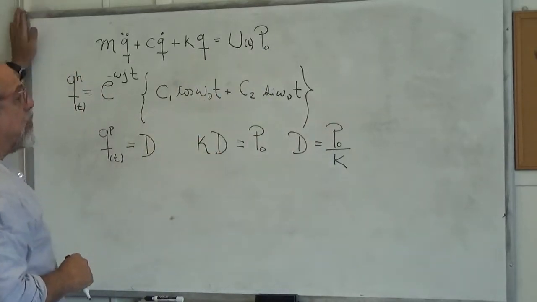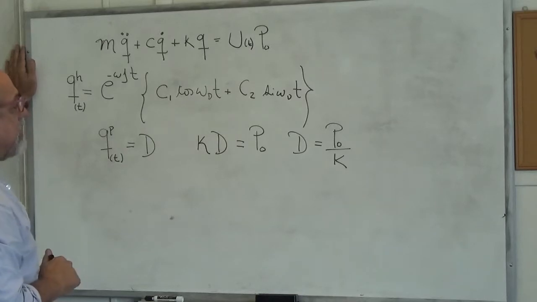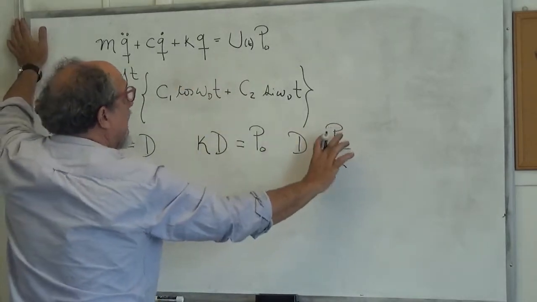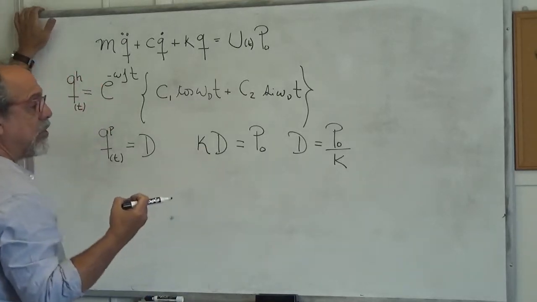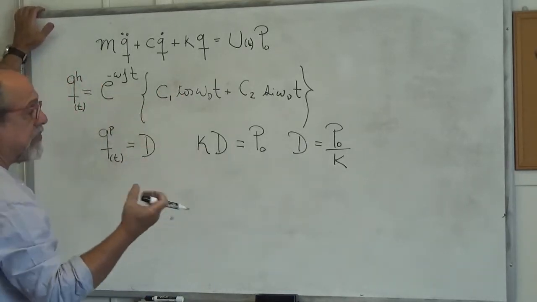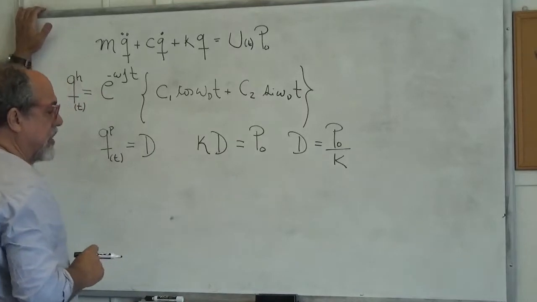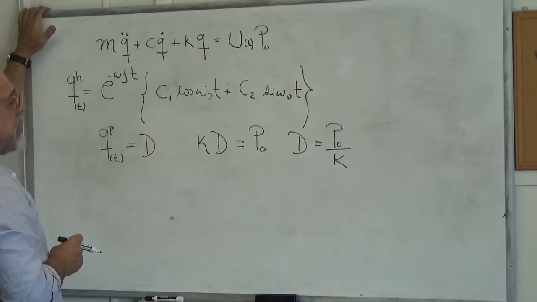The reason why that is not the total solution is that it does not satisfy the boundary conditions. For example, at time t equal to 0, this solution says the displacement is P0 over k. But we may know that the system is starting from rest, so at time t equal to 0 the displacement must be 0. It could be starting from somewhere else, but if it's starting from rest, the initial condition for displacement is 0, and so it would be for velocity.